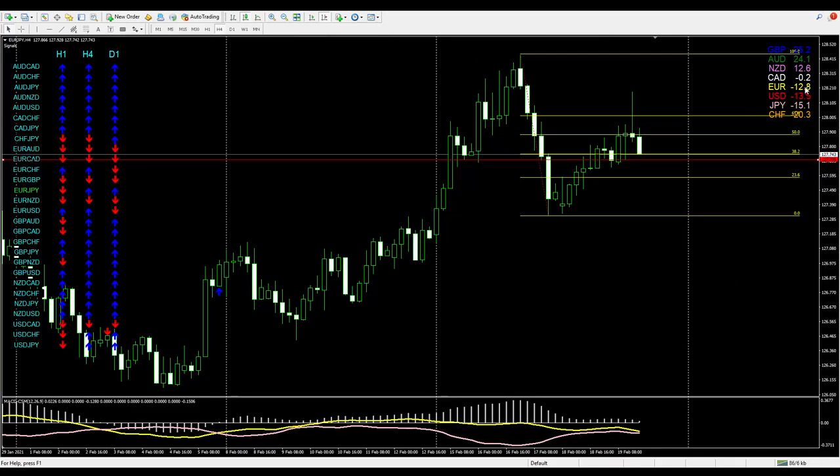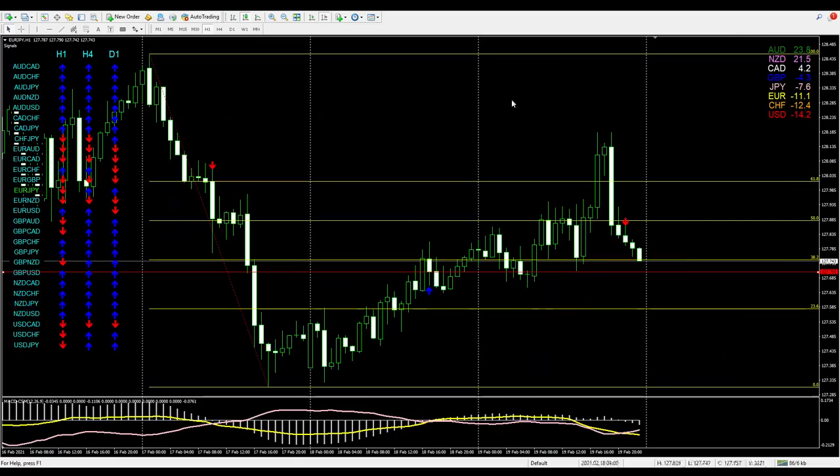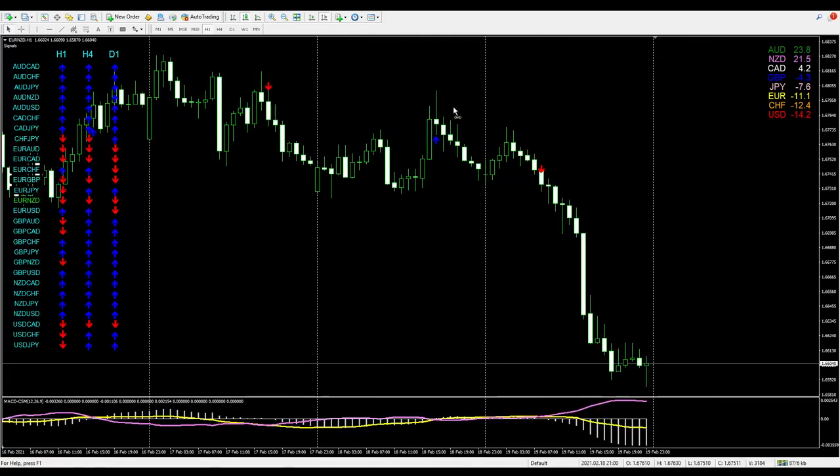JPY is negative, EUR is negative too. So it's still very weak. The same as on H1 time frame, it's very weak. So there is a possibility that this would reverse. That's why for me, I'm a bit undecided here. So rather than holding my trade, I'll just exit this trade, since it's a bit contradicting already.